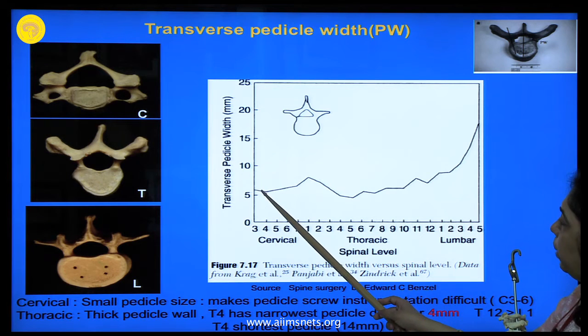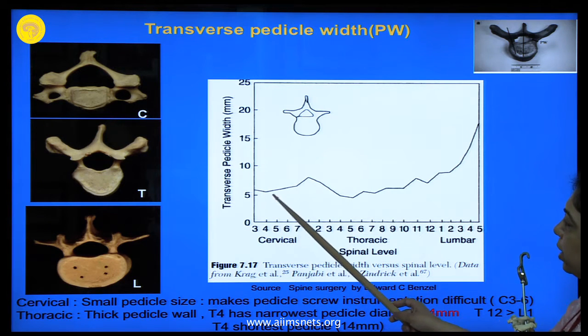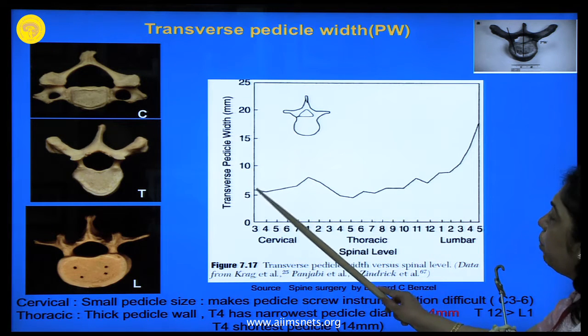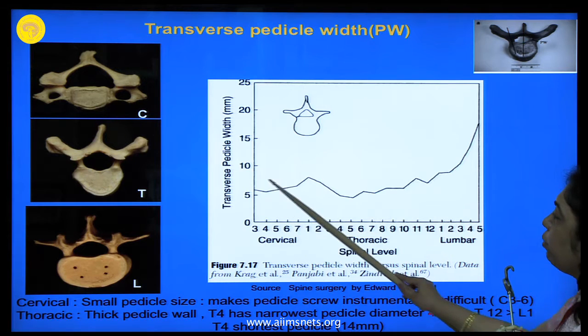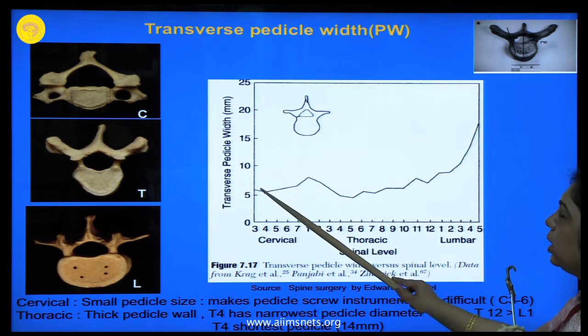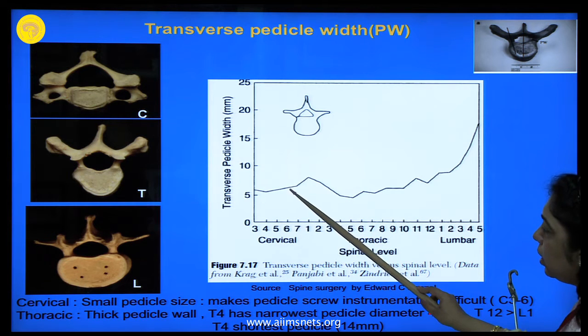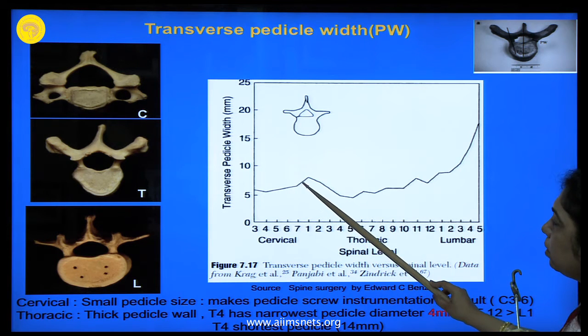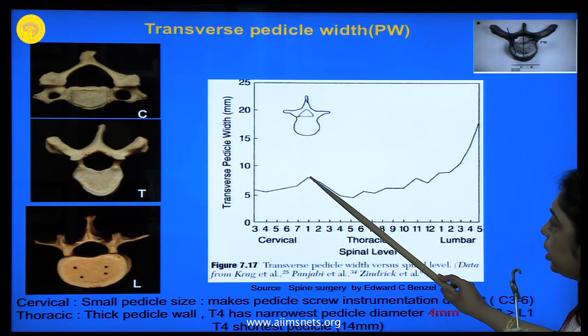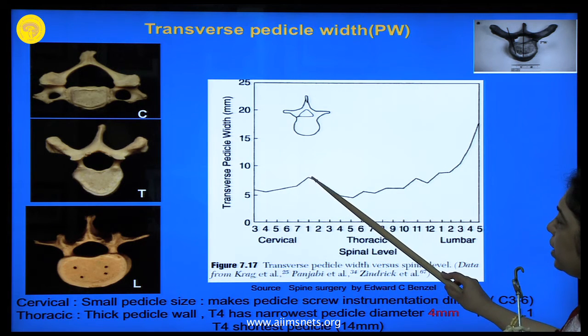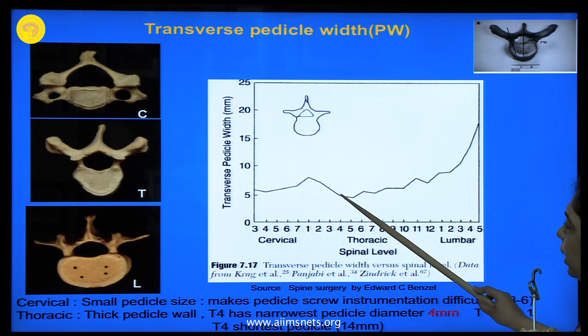Here let us see the pedicle width. So, I have already stressed the fact that in the subaxial spine, the pedicle width may just vary from 6 to 7 millimeters. So, it is a very, very narrow structure in the cervical region, but in the thoracic region, if we see there is an increase initially from T1 to T2, that is around 7 to 8 millimeters, and then there is a decline.